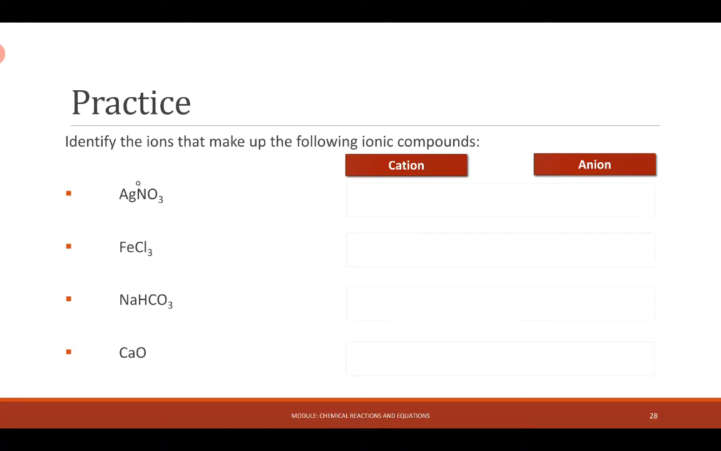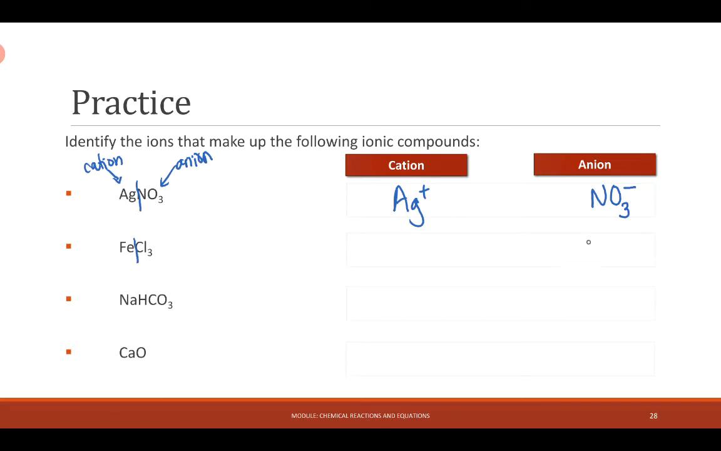Okay, so we know that the cation is always listed first in the chemical formula. So the cation will always be the element that's listed first, and the anion will always be listed second. All of our anions have predictable ion charges. NO3 is our polyatomic ion nitrate, which has a 1- charge. There is only one silver here, and so our cation is silver with a +1 charge.